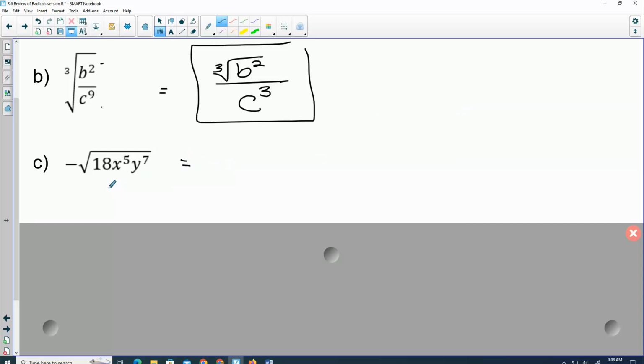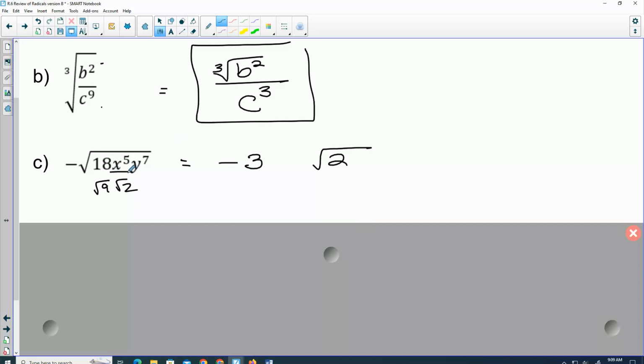Break down 18. Perfect square that goes into 18. The negative on the outside just stays. Square root of 9 is 3. I can't do the square root of 2, so it stays.